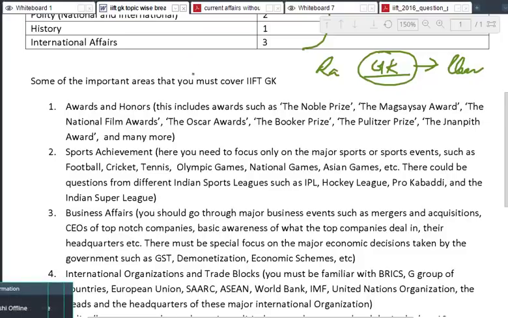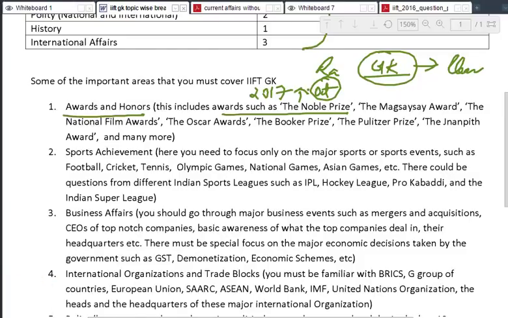So here is the first thing, people, you must keep in mind: awards and honors. Look at these. The Nobel Prize: in the first week of October, you will have all the Nobel Prize announcements. So go only for the year 2017. Don't go for 2015, 2016. Don't worry about that. The same applies to CMAT GK also.